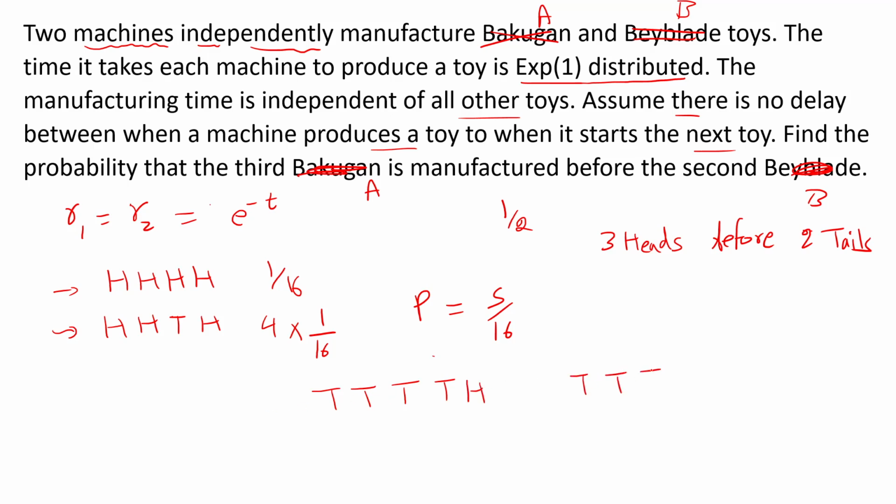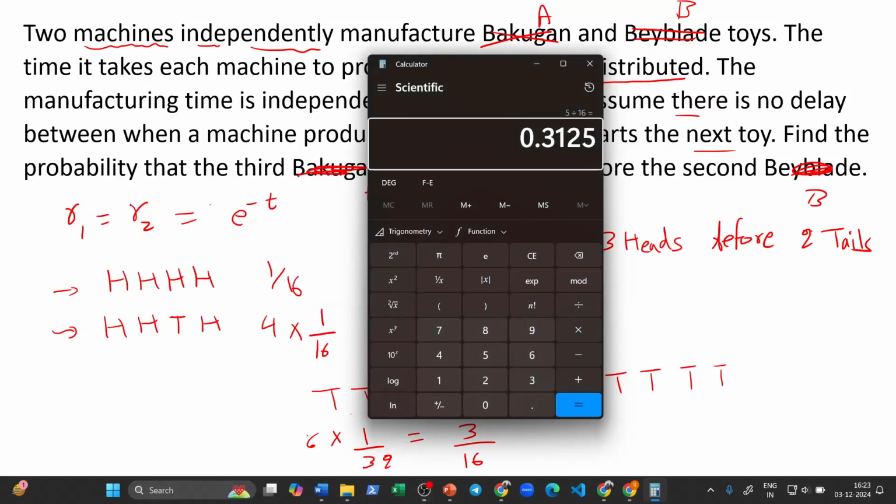Or this is also fine, right? If we arrange these, there are 5 ways to arrange this, 1 2 3 4 5, 5 by 32 and 6 by 32. So the probability of this happening is 3 by 16, and so getting 4 toys of one type before getting 2 toys of the other type is 3 by 16.